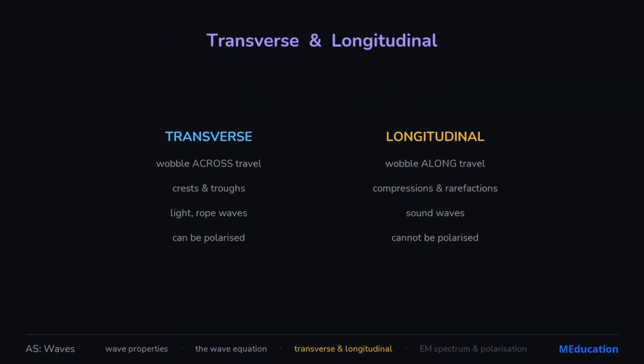Waves come in two great families, defined by the direction of the wobble. In a transverse wave, the oscillation is at right angles to the direction of travel, like a wave on a rope or all of light. In a longitudinal wave, the oscillation is along the direction of travel, a pattern of compressions and rarefactions, like sound moving through air.